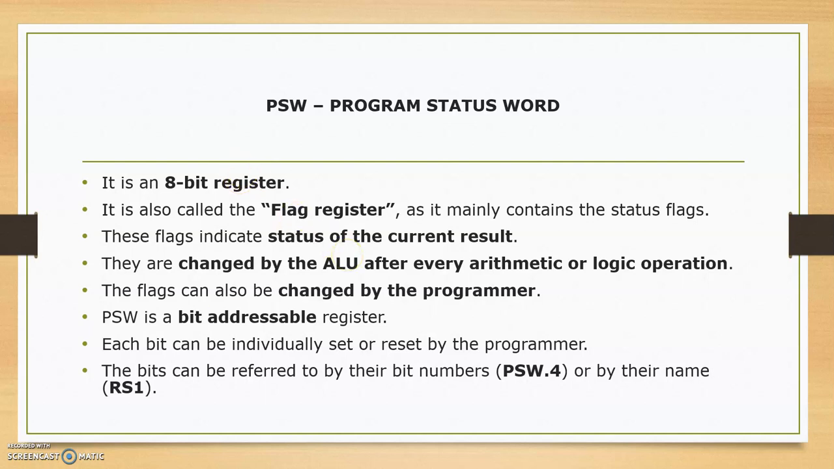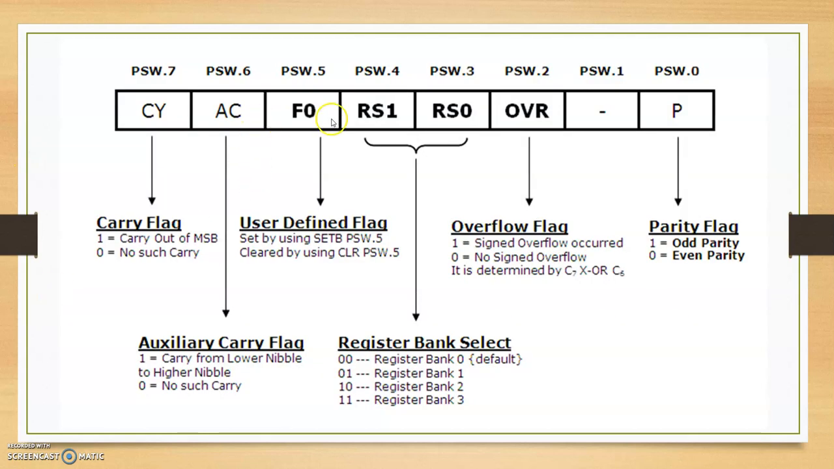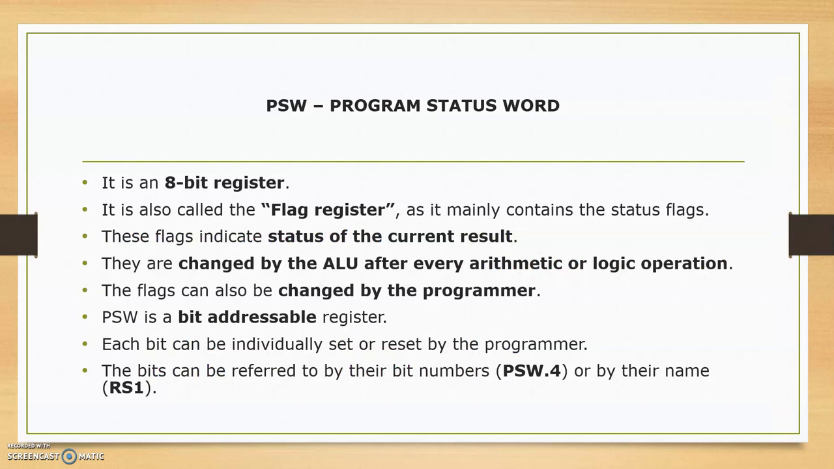Not only the ALU, the programmer can also change the status flags. Especially these three flags, that is F0, RS1, RS0, are the flags that can be changed by the programmer.